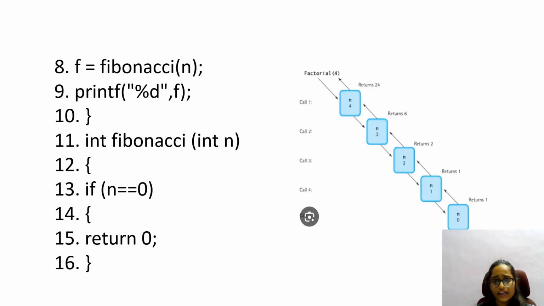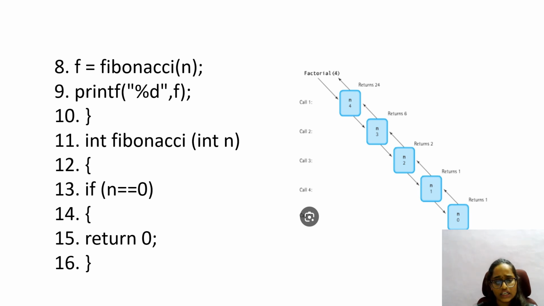And in the 8th line, f equal to Fibonacci n, and here the function call is happening. So from the 8th line, it goes to the 11th line. It is a function declaration. By seeing this, we can know that it is a return type and the variable name. These are known as formal parameters.